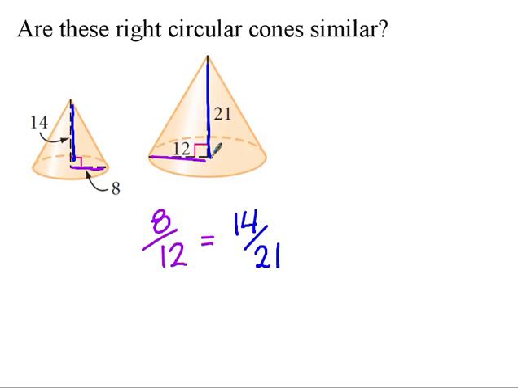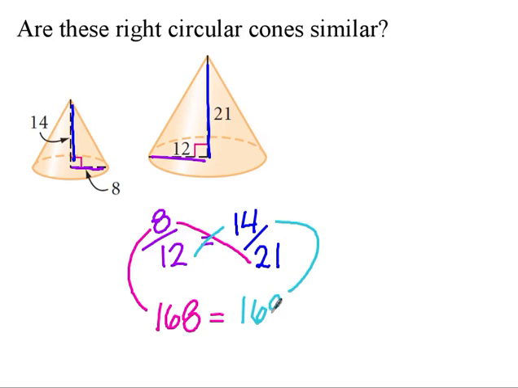In order to see if they're in proportion, we're going to cross multiply and compare those numbers. To cross multiply, I'm going to take 8 times 21. 8 times 21 is 168. I'm going to compare that to the other diagonal. What is 12 times 14? 168. Are they the same? Yes. So are these cones similar? Yes, they are.